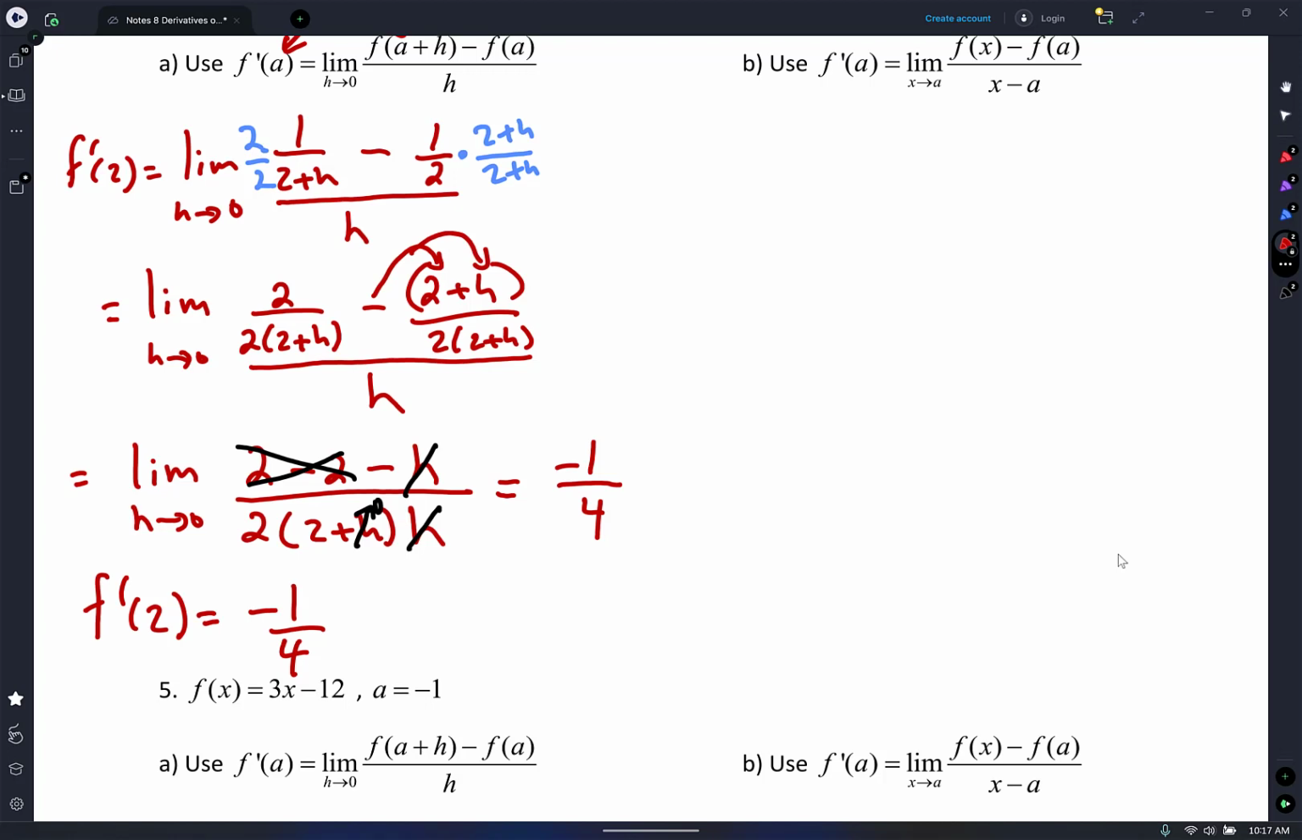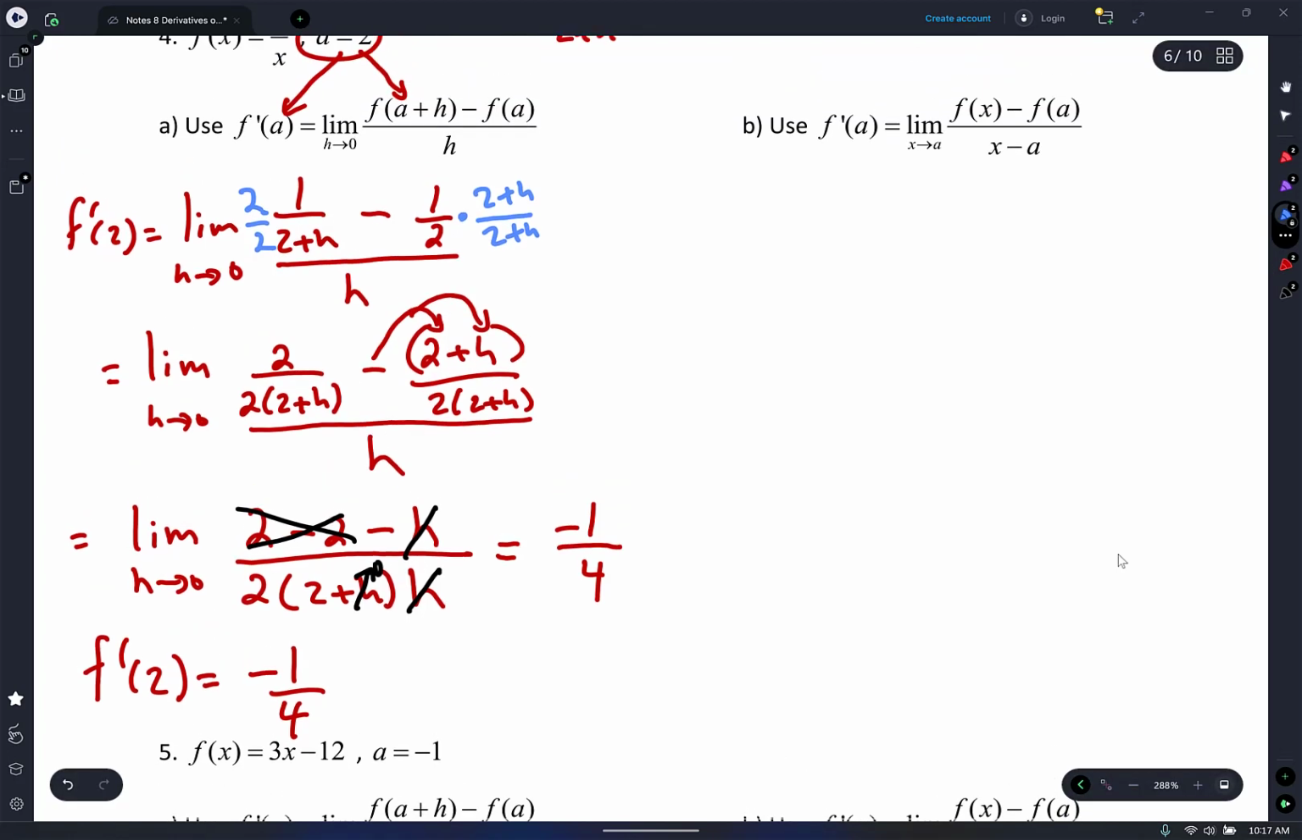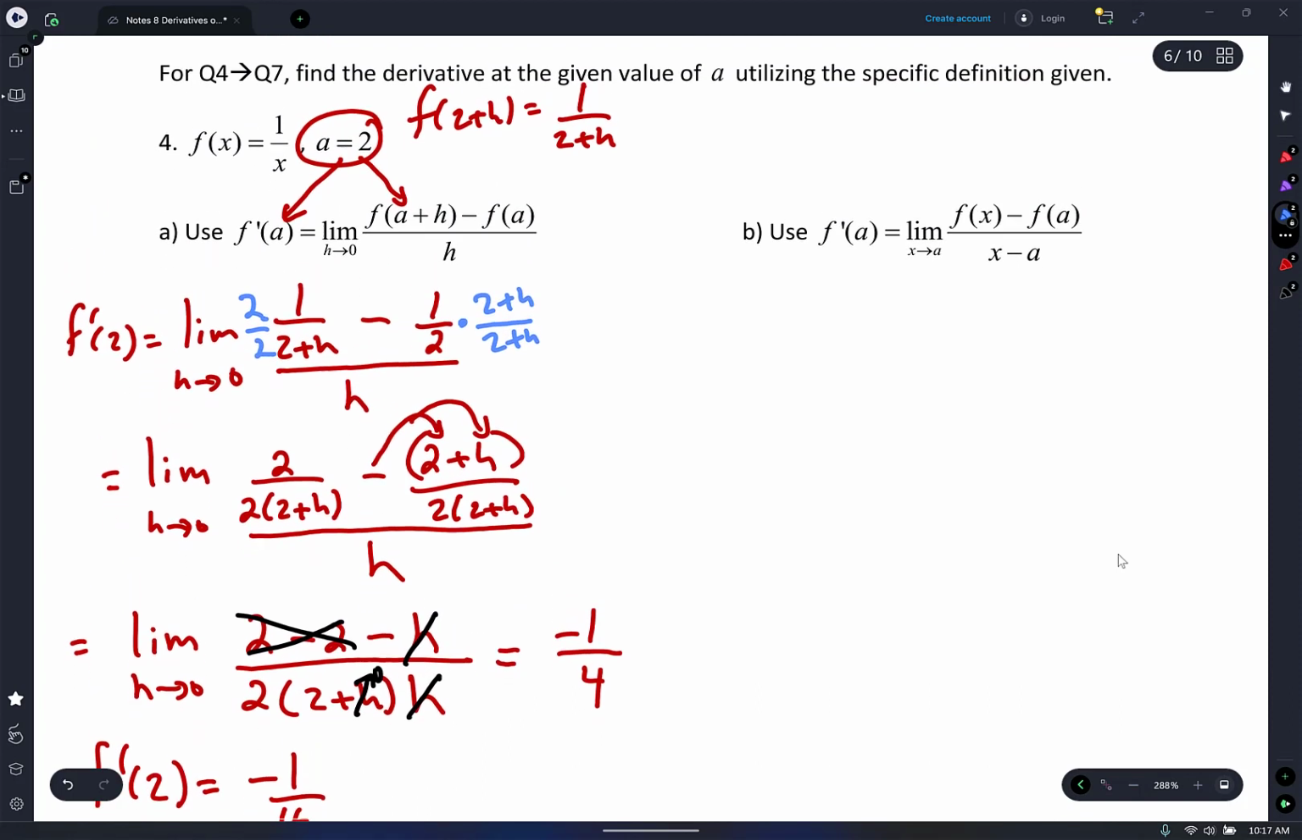I'm going to take a different color to show that I'm doing a different letter here, letter B. This one wants me to find the same thing, but it wants me to use the alternate definition. It's actually the same definition if you think about it. It's still doing y2 minus y1 over x2 minus x1, where your h is like x minus a, and since x is approaching a, that means h is approaching 0, right? It's just doing the y2 minus y1 over x2 minus x1, and x is approaching a instead of h approaching 0. So check it out.